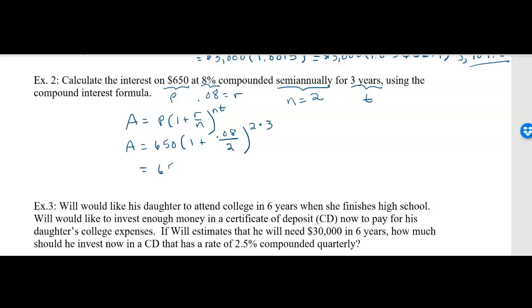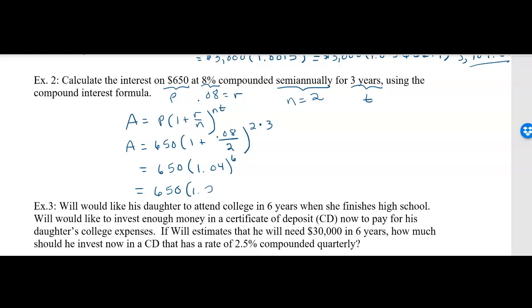Again, I do my parentheses. So I'm going to take 0.08 divided by 2, hit enter, then add 1. We should get 1.04, but then we still have our exponent. 2 times 3 is 6. Next step, take 1.04 to the 6th power. Remember, we have to do that first before we multiply by the 650.